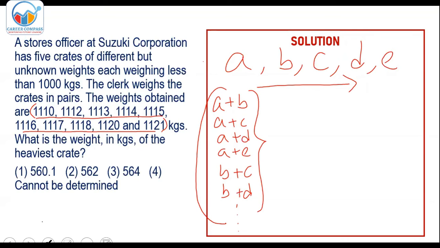Now see, if I look at these variables, how many times will A come? Definitely A pairs up with 4 other boxes. So that means A will come 4 times. B will also come 4 times. C will also come 4 times. D will also come 4 times. And E will also come 4 times. Do you all agree to that? All the boxes will appear 4 times if I add all these equations. Now this will be equivalent to adding all these numbers.